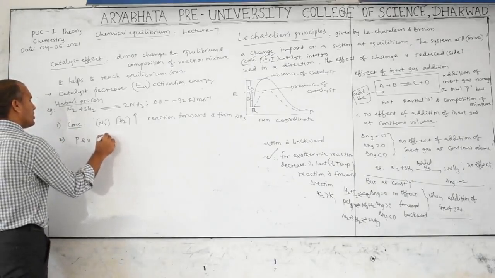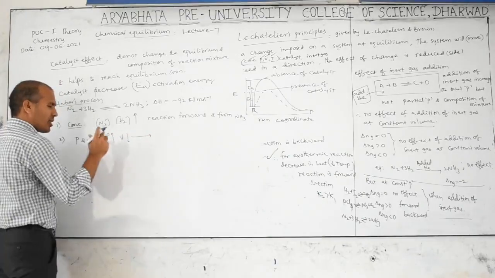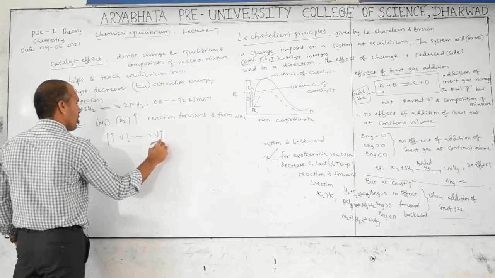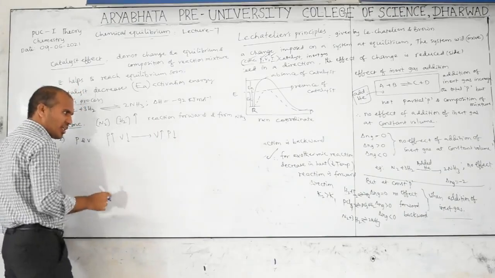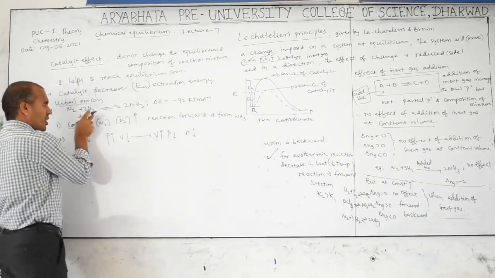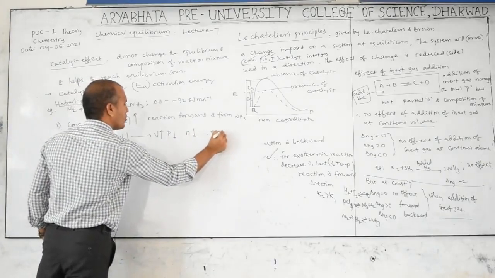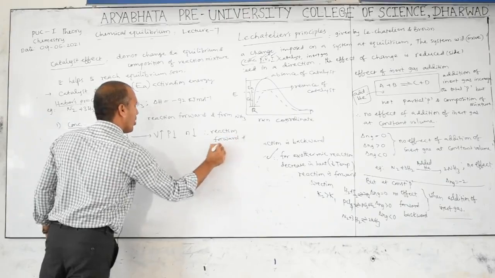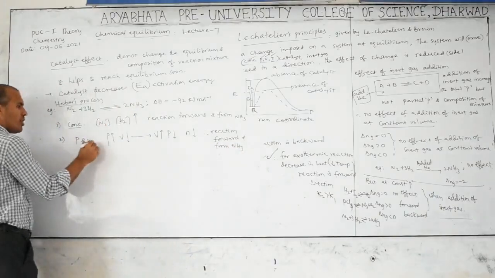Pressure increases, volume decreases, then the reaction shifts toward which direction? Volume increase side. Volume increase means pressure decrease side. Pressure decrease means number of moles decrease side. Number of moles decrease: here 3 plus 1 is 4, here 2. Therefore the reaction goes forward and forms ammonia. So the pressure volume effect is also completed.